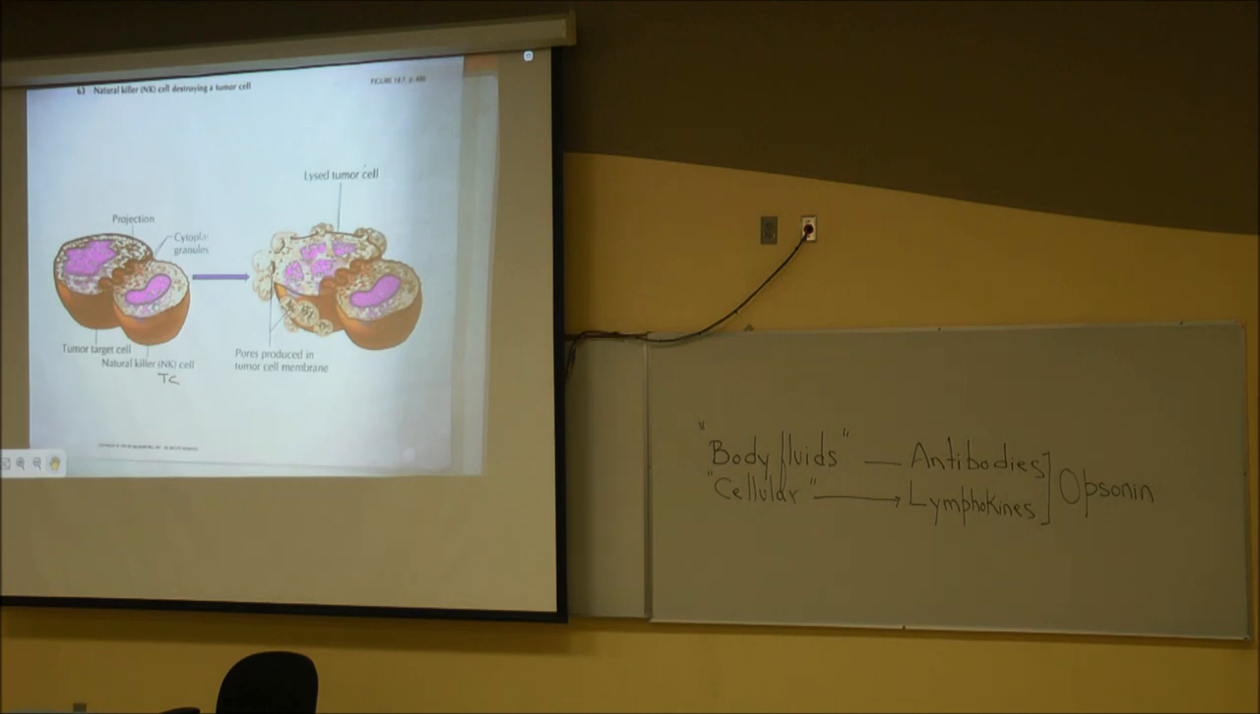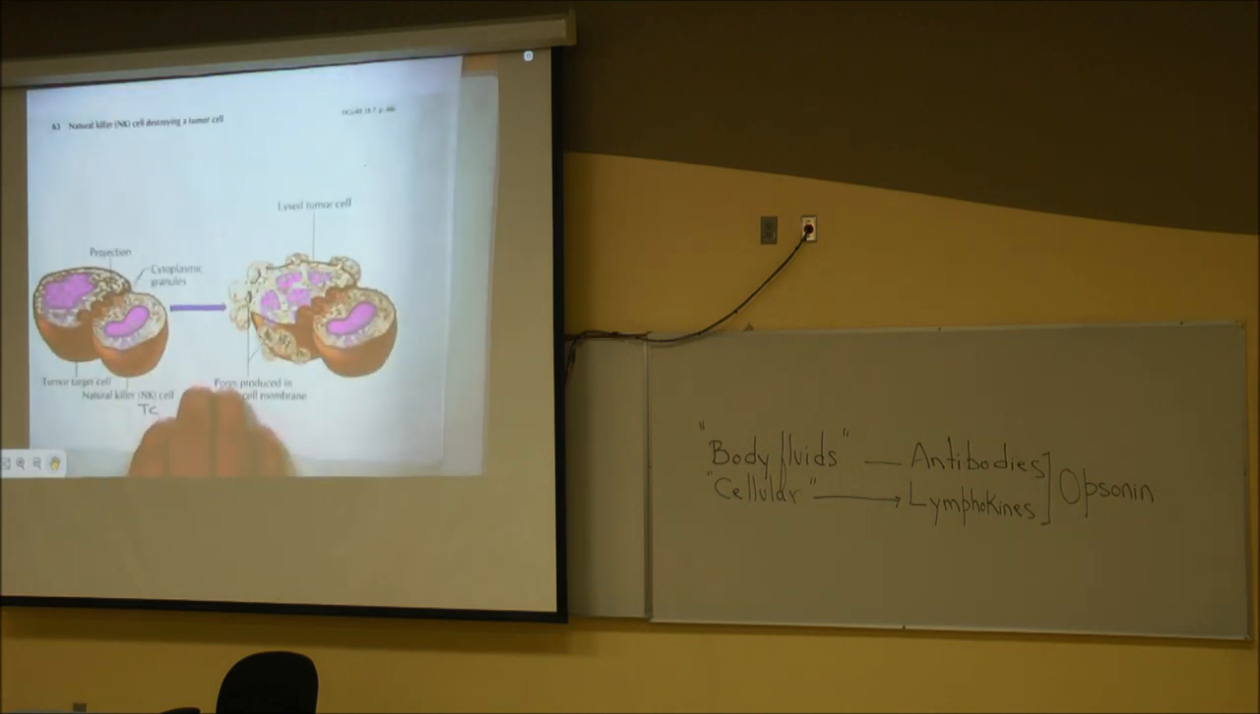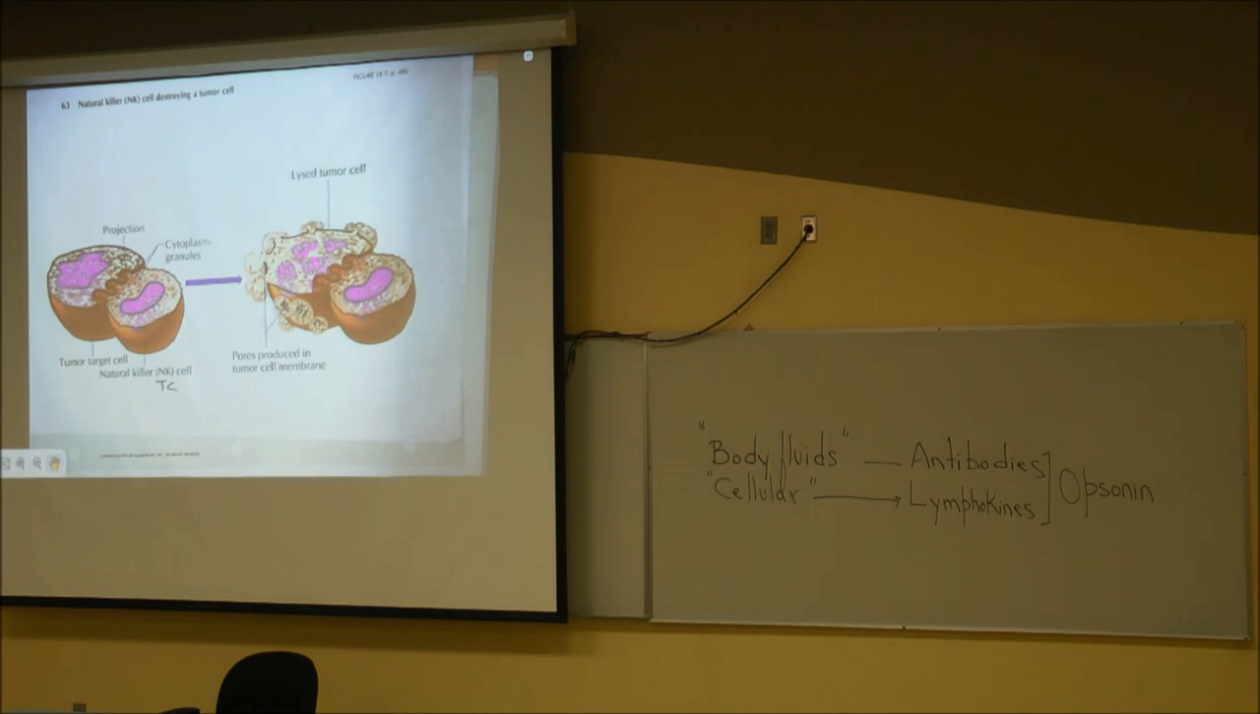How much time do we have? 15, all right. There are types of T cells. What is next?